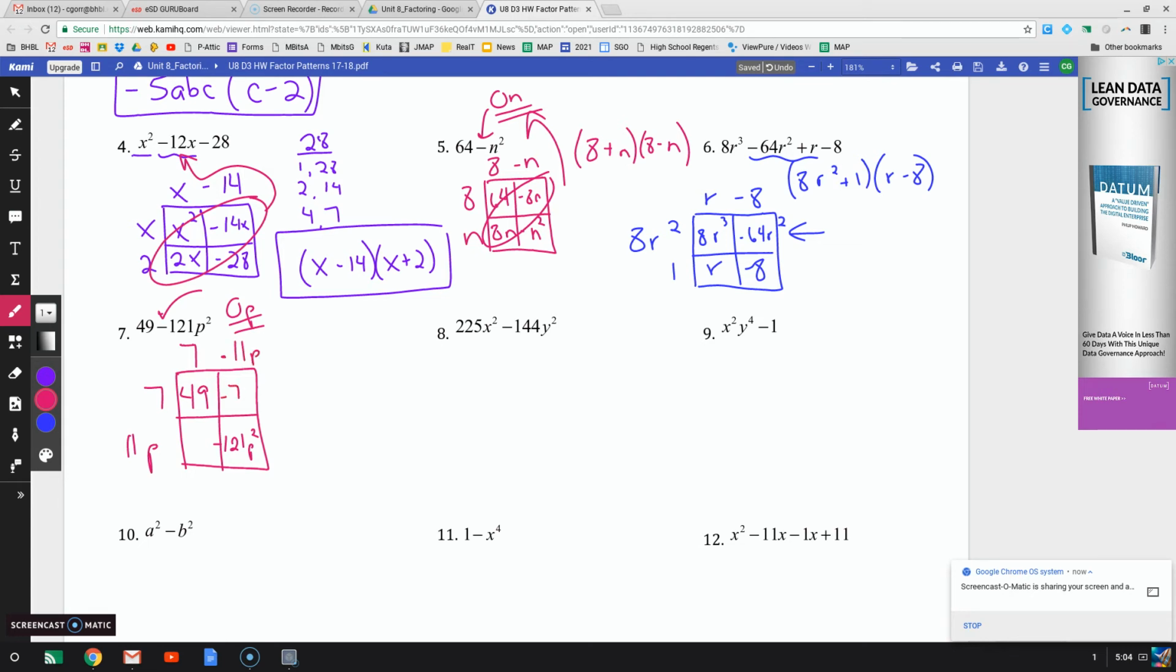So then I'm going to have a negative 77p here, a 77p here. These two will indeed add to 0. So my answer is 7 minus 11p times 7 plus 11p. That's a horrible 11. Sorry about that one. All right, let's move on to the back.